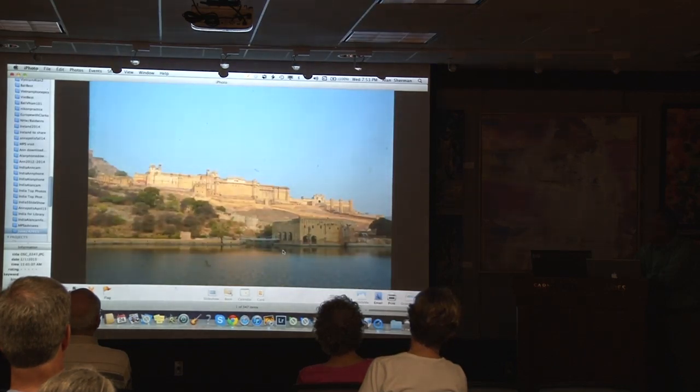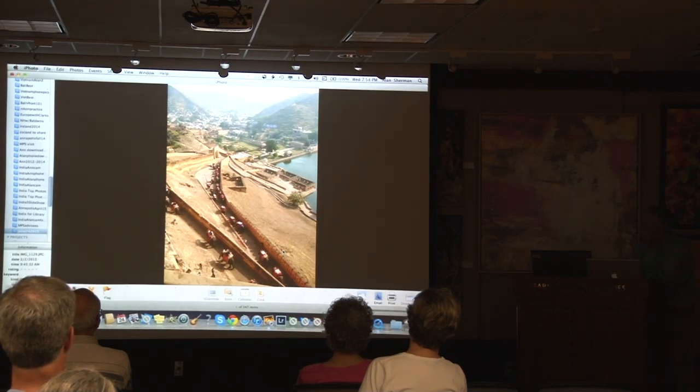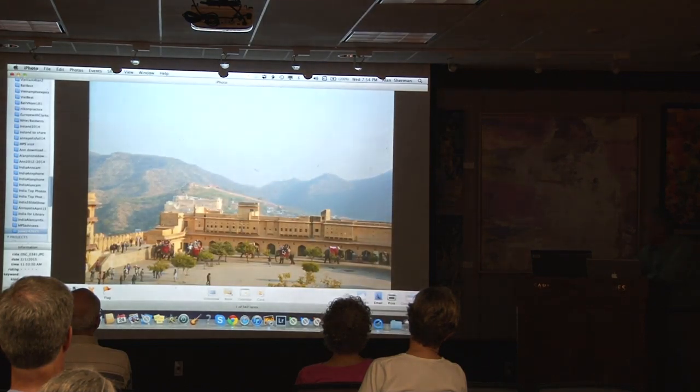But this is the fort. It's stunning. Here's another shot. You could make your way up on elephant. It's not a great life for the elephants, but they start down below and curve their way up, and eventually make their way into a large courtyard.